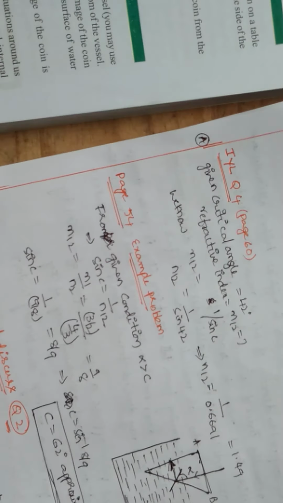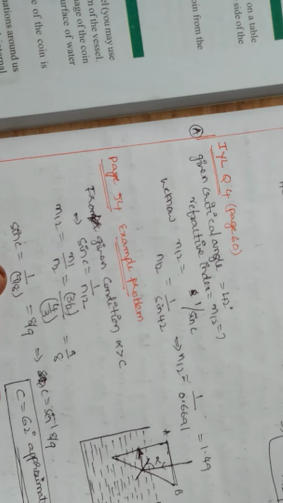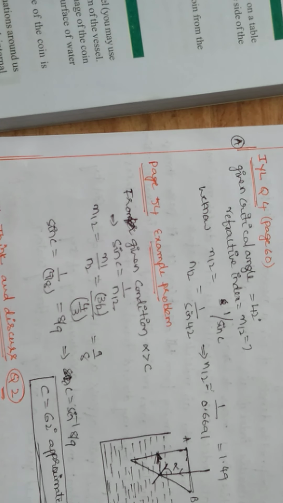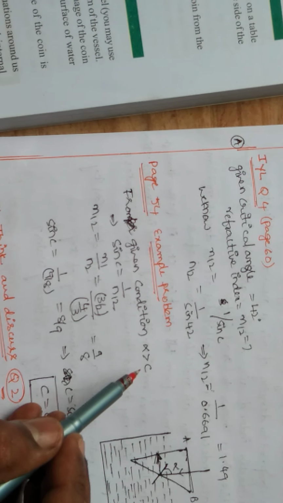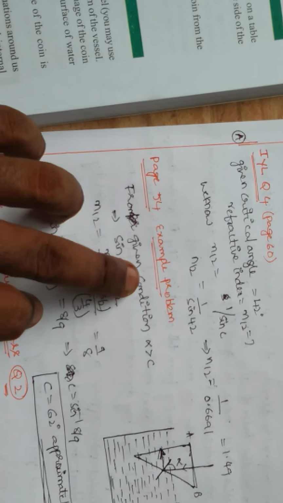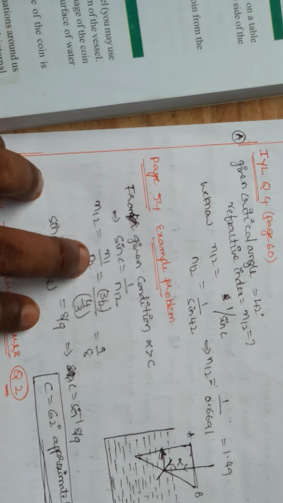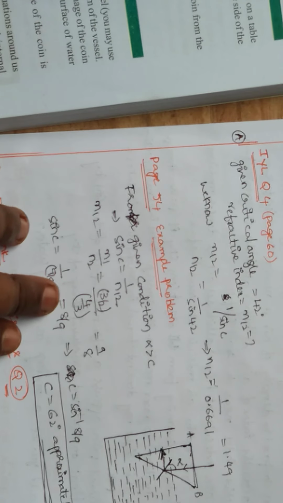It means we should find out the critical angle. We already know. Now see this. In this case, alpha is greater than critical angle. Now what happens? Sin C is equal to 1 by n12. By reciprocating, n12 is equal to n1 by n2, which is equal to 1 by sin C.